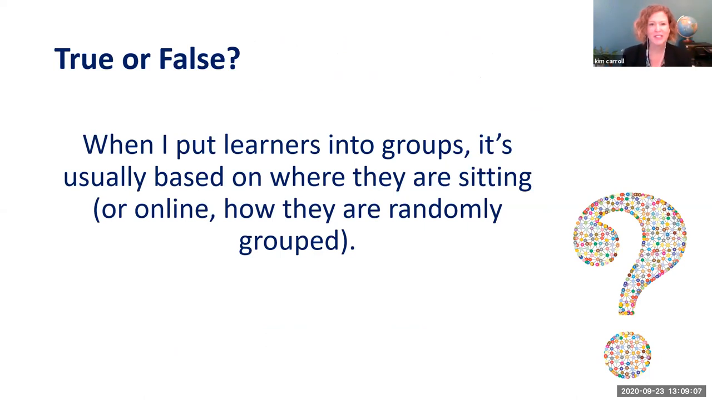When I put learners into groups, it's usually based on where they are sitting or online how they are grouped, how they are randomly grouped. All right, so do you usually put learners into random groups, like how they're sitting or just sort of how they're listed maybe in an online setting? What do you think, true or false? We'd love to see your ideas here.